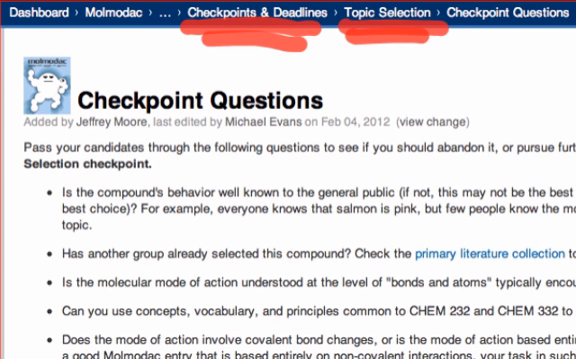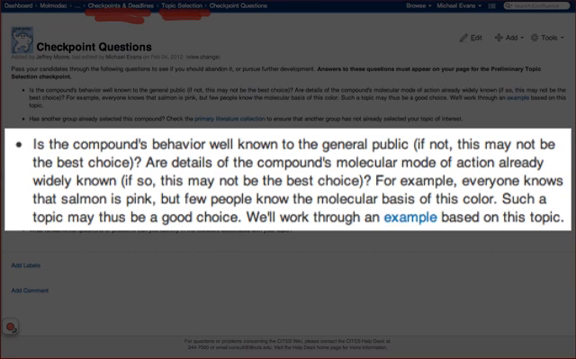But let's go through these checkpoint questions one by one to get a feel for what we're looking for out of a topic. In addition, we expect you to answer these questions and place answers on your Molmodac page in the Scratchpad section before the preliminary topic selection checkpoint. So the first question says, is the compound's behavior well known to the general public? But are the details of the compound's mechanism of action not well known?